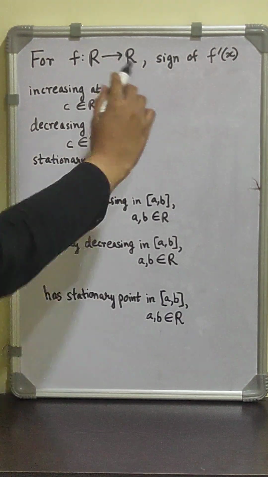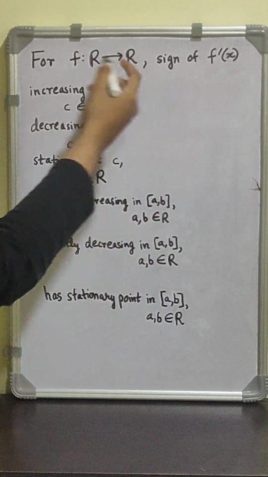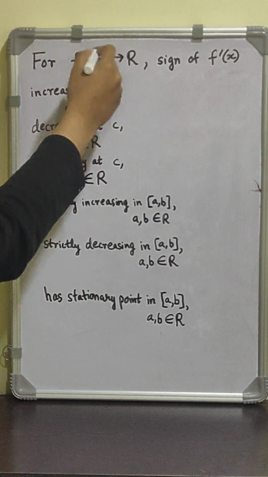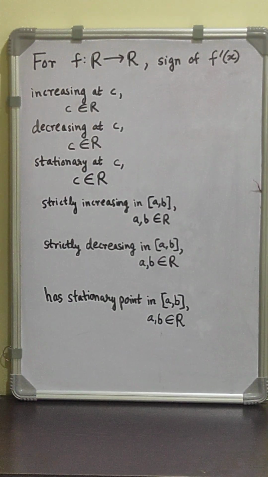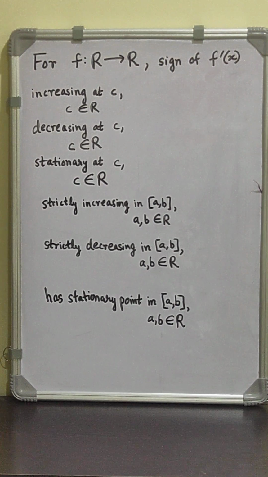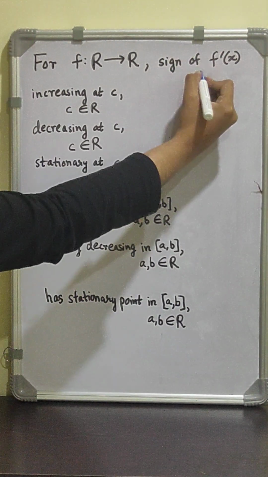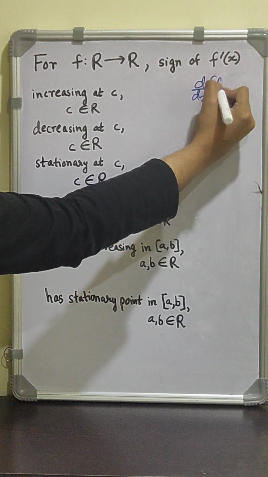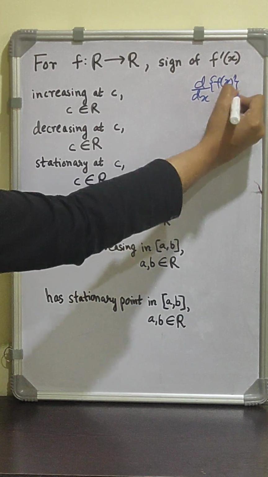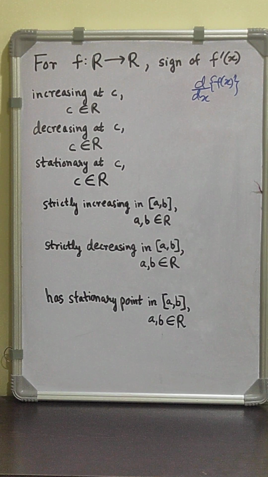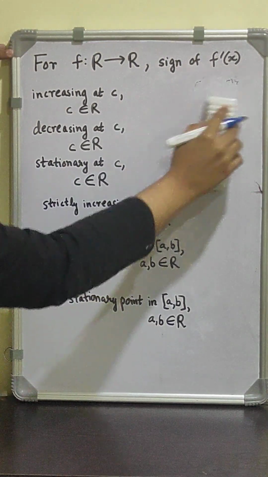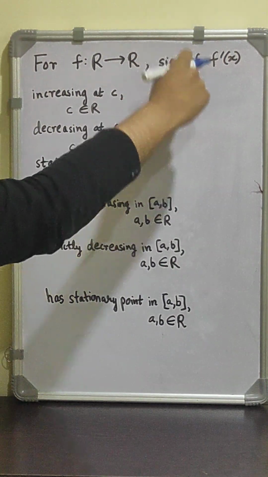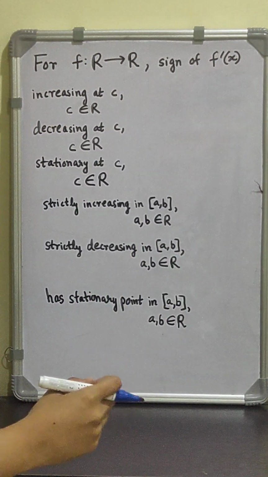Today I have another topic in calculus, and we are going to look at the sign of f prime x for a real valued function f defined from a domain of real numbers to a codomain of real numbers, where f prime of x is basically the first derivative of f(x). Standard notation, and we know that, but what can we conclude from the signs of f prime x?